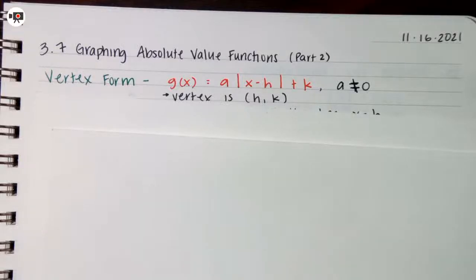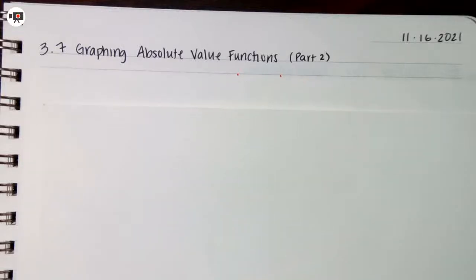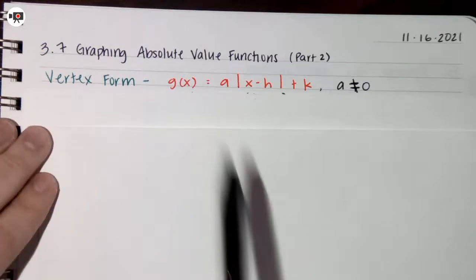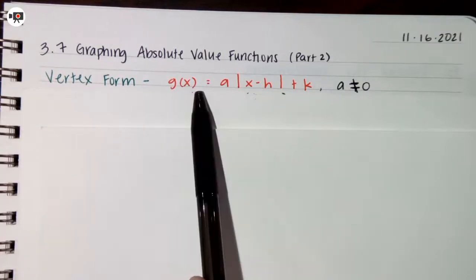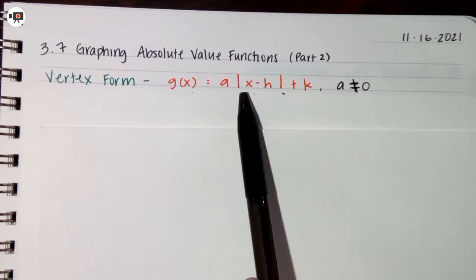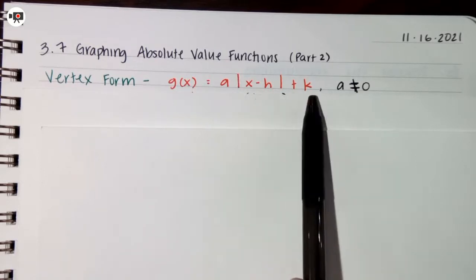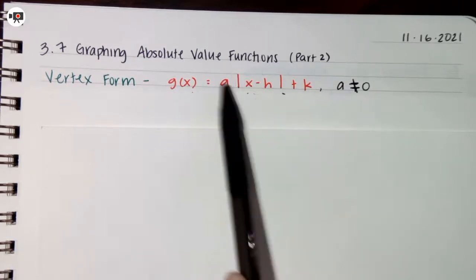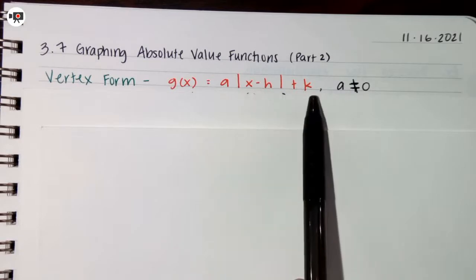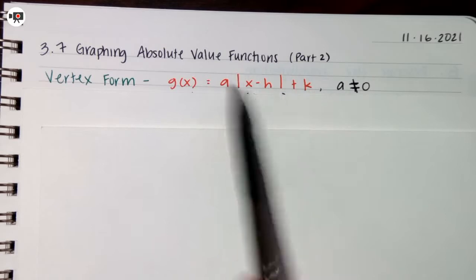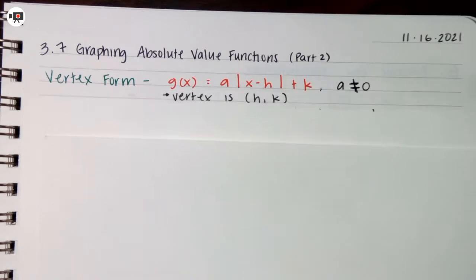This is 3.7, graphing absolute value functions, part 2. So first we're going to look at vertex form, and this is where it is written. We have some function f(x) equals a times the absolute value of x minus h plus k. And a cannot be 0, because that would make this whole part 0, and then you'd end up with a horizontal line. So, if a is not 0, we have the vertex form here.